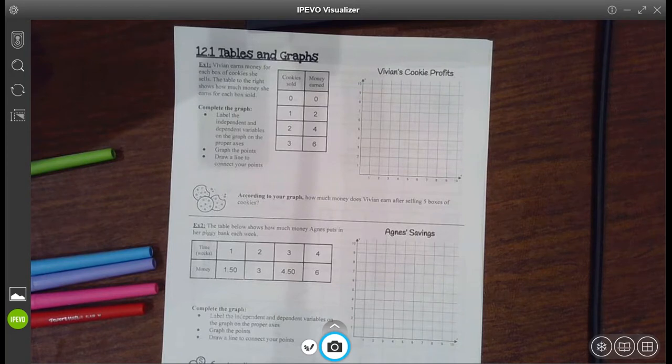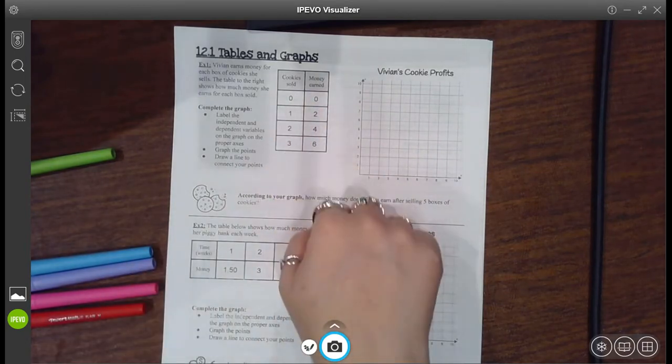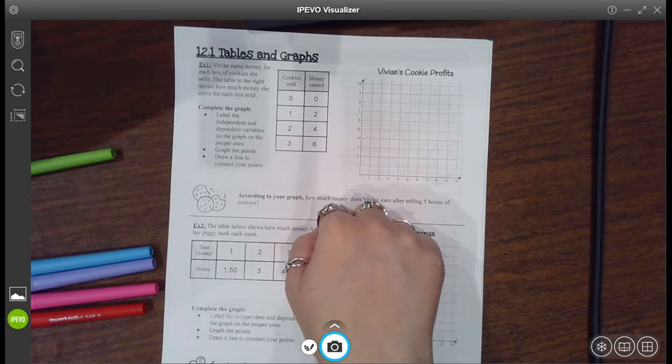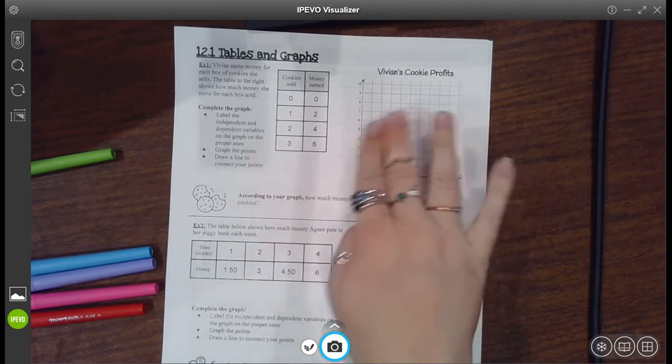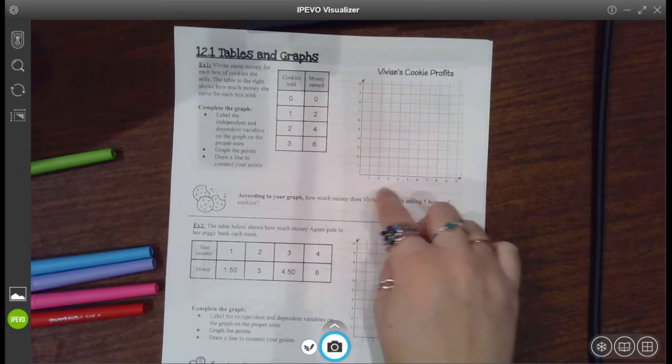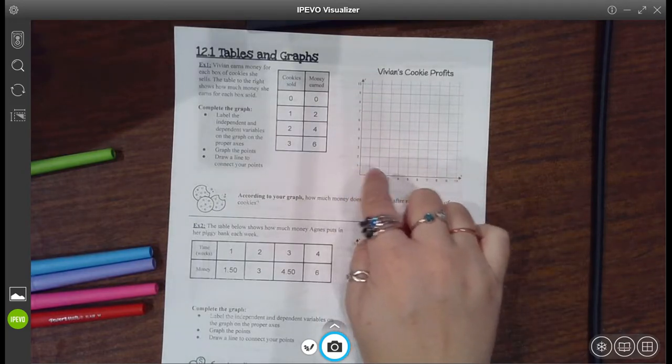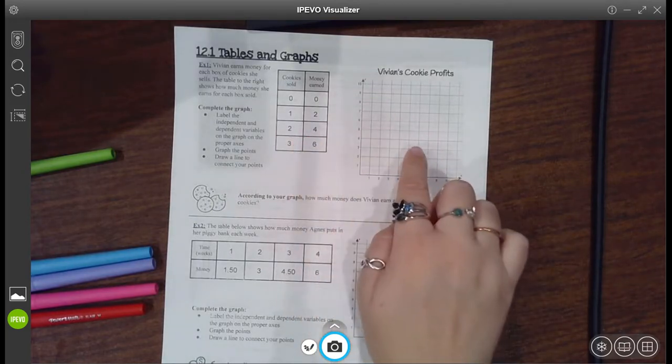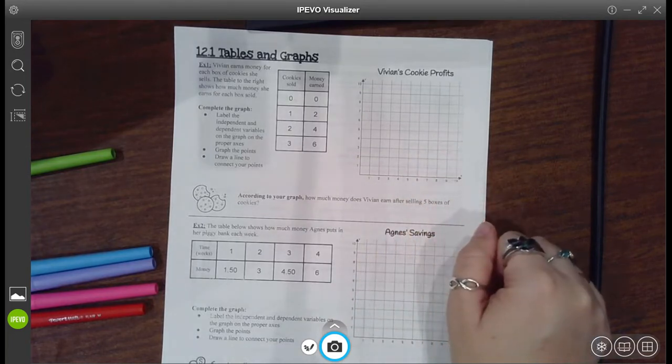Okay, so if we take a look at this first problem, it says Vivian earns money for each box of cookies she sells. The table to the right shows how much money she earns for each box sold. What they want you to do is complete the graph by labeling the independent and dependent variables on the proper axis. So which one is the x and which one is the y? Then graph the points from the table and draw a line to connect your points.